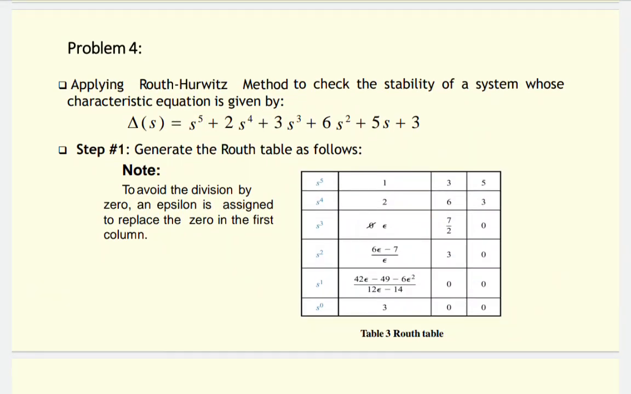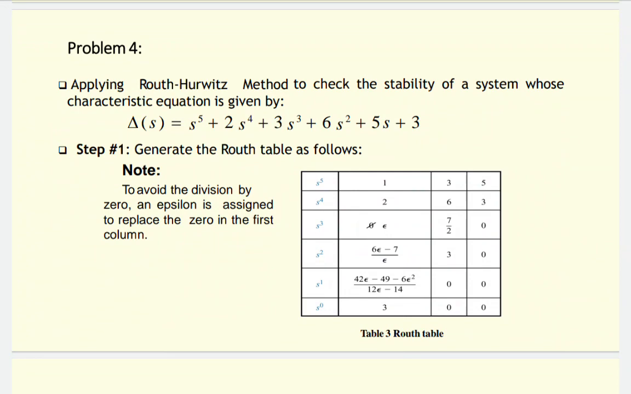Now applying the Routh-Hurwitz method to check the stability of a system whose characteristic equation is given by delta of s equal to s to the power 5 plus 2s to the power 4 plus 3s cube plus 6s square plus 5s plus 3. Generate the Routh table as follows, starting from s to the power 5 onwards: s to the power 5, s to the power 4, down to s to the power 0, with alternate coefficients in the first two rows, that is 1, 3, 5, then the second row 2, 6, 3.